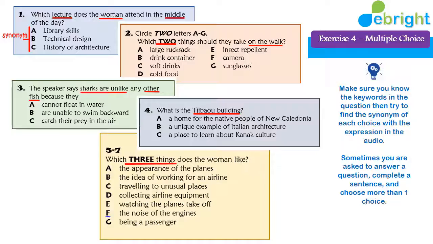And number 5 until 7, the instructions, 3 things. So you should choose 3 out of 7 choices over there. So you will use 3 and the other 4 you should eliminate as incorrect answers. Once again, you should find the synonym from A until G over there. And you should also focus on the female speaker.